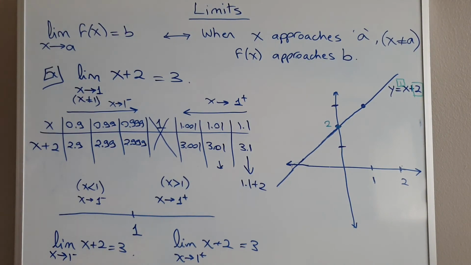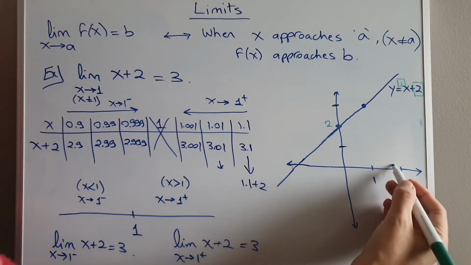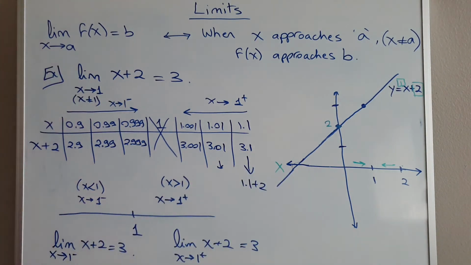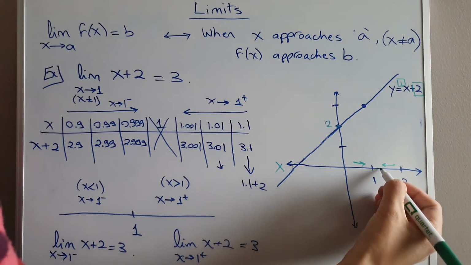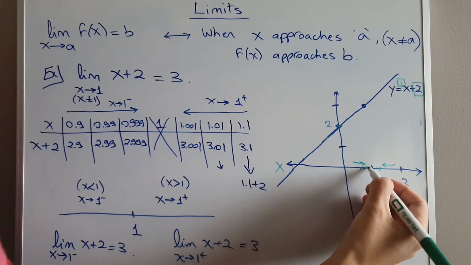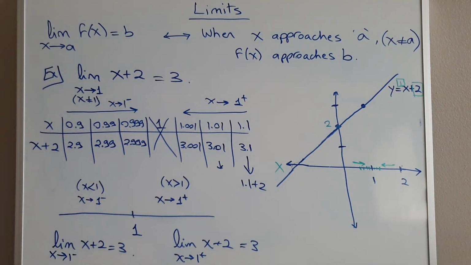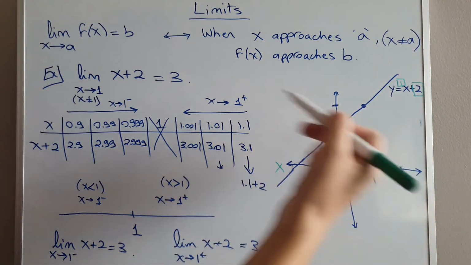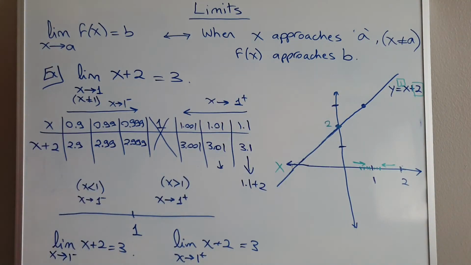What does this limit look like on my graph? So I'm taking values that are super close to 1. This is x. I'm looking at the x-axis and trying to come closer and closer to 1. I can take values on the right side, or I can start approaching it from the left side. What I'm interested in is the value of y, the value of x plus 2. So for each of these points, I have to check my graph and see what the value of y will be.